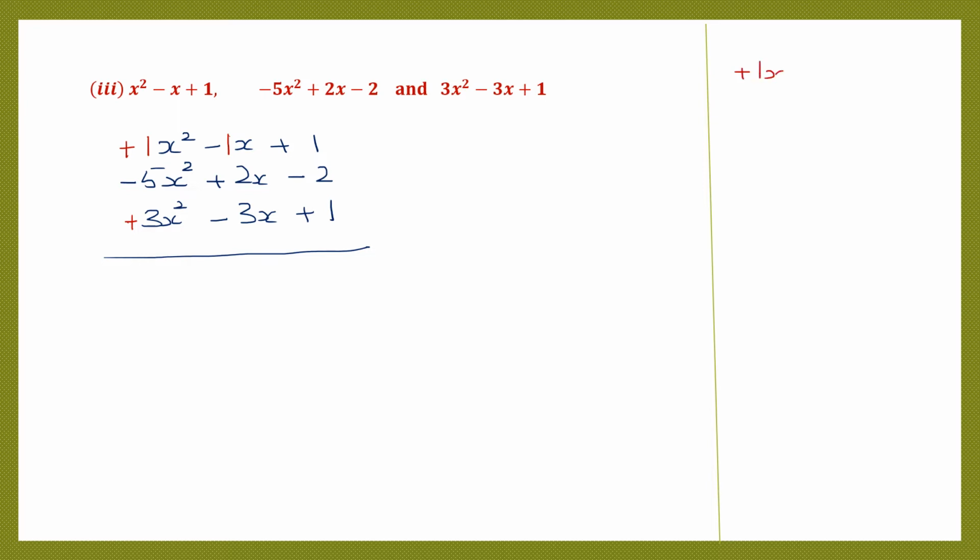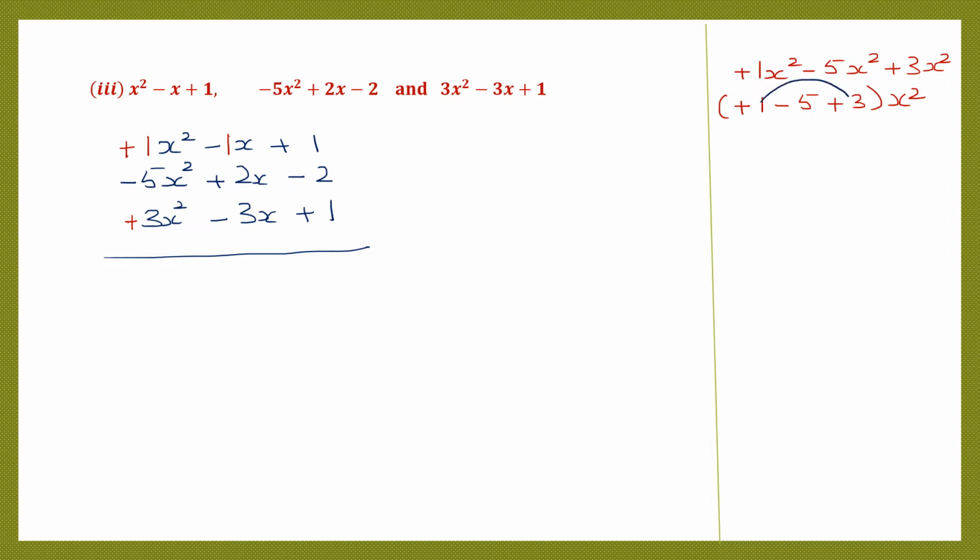Plus 1x square minus 5x square plus 3x square. Let's write only the numbers. Plus 1 minus 5 plus 3x square. Now add up the numbers that have the plus sign, 1 and 3.